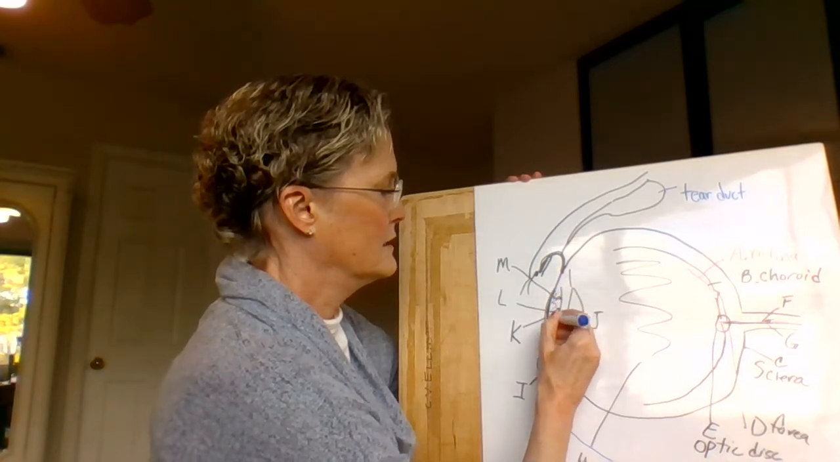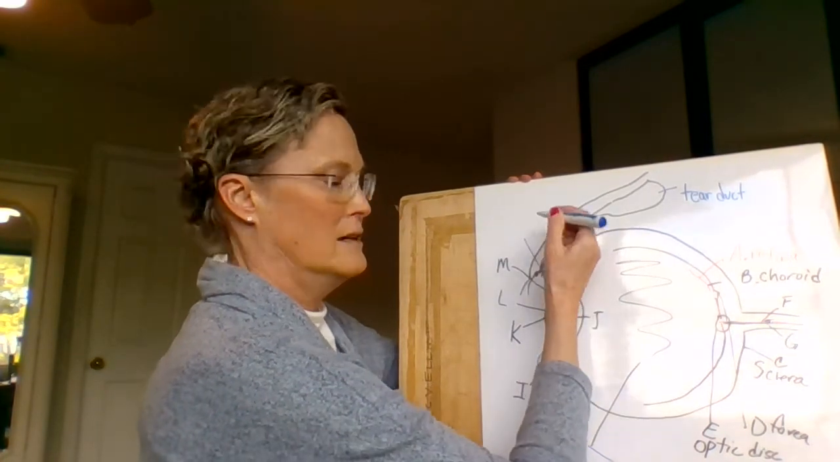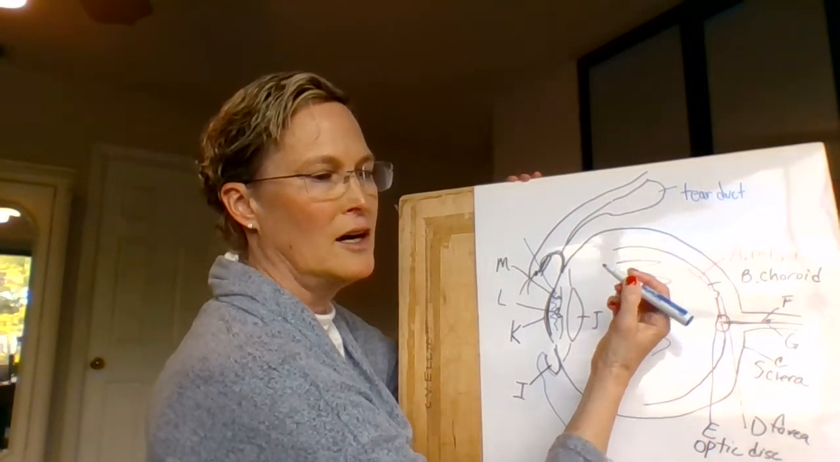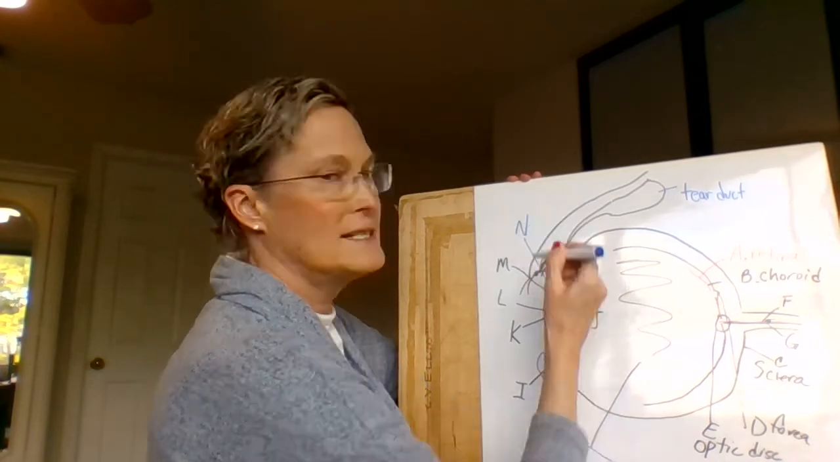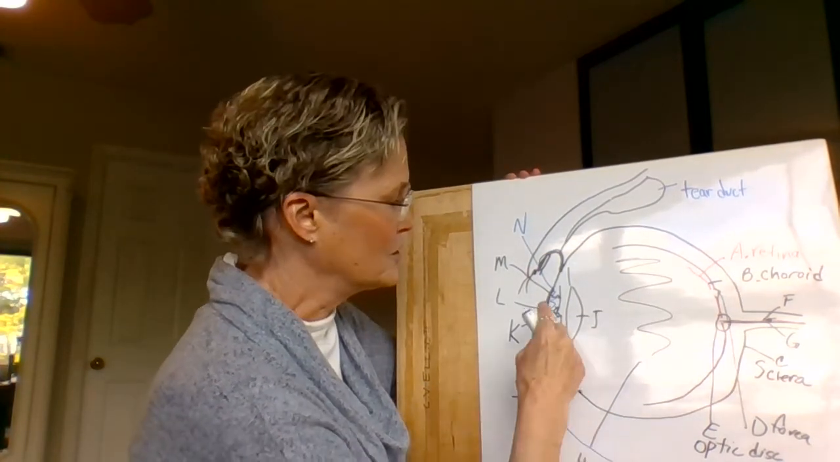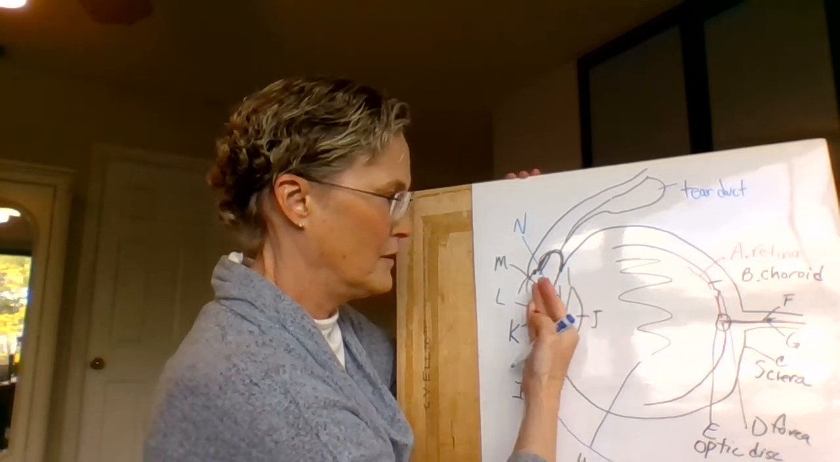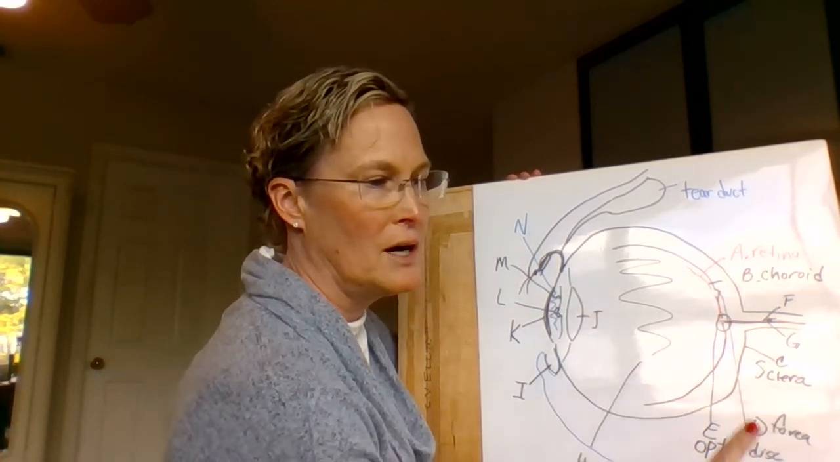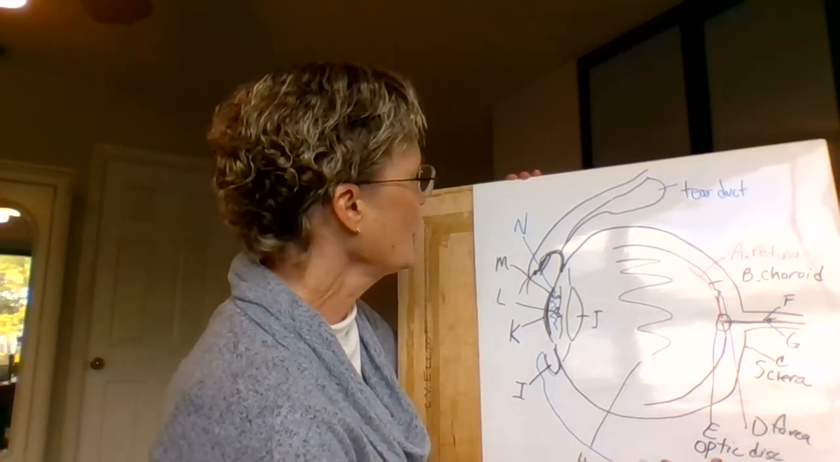okay, this liquid in here is the aqueous humor. So that is N. N is aqueous humor. So you got your aqueous humor in front of the lens, vitreous humor behind the lens.